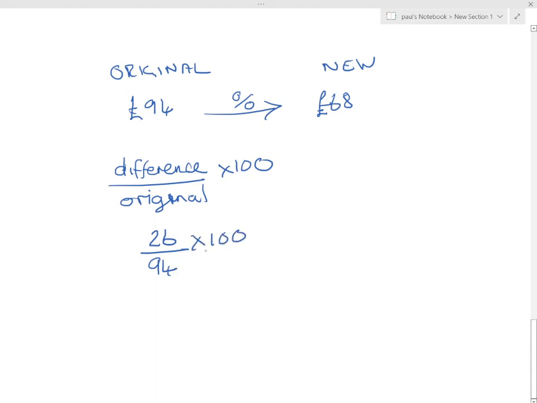So 26 divided by 94 times 100 is another weird and wonderful number, call it 27.7%. So the percentage change, even though it's going down, doesn't matter. The calculation is exactly the same: difference over the original times 100.